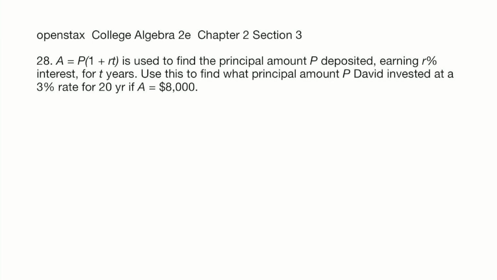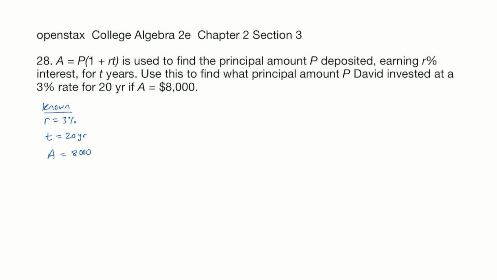It is interest plus principal. P is your starting amount that you deposit. R is your interest rate in decimal form, and then T is the amount of time. All right, so let's write down what is given. And so R is 3%, T is 20 years, and A is $8,000, and I'm just going to write down 8,000.